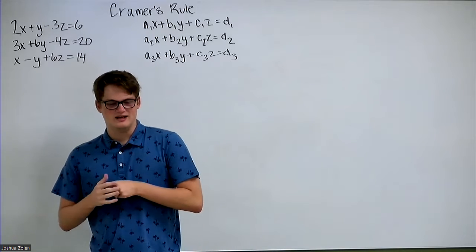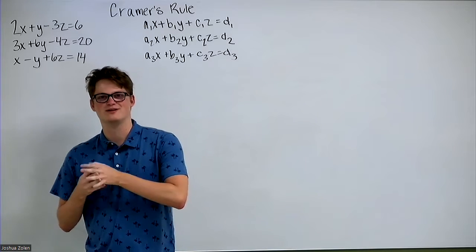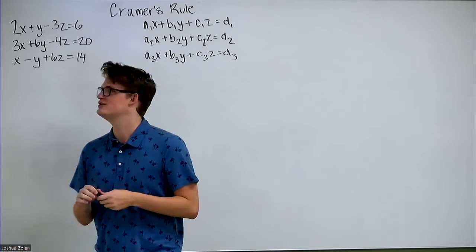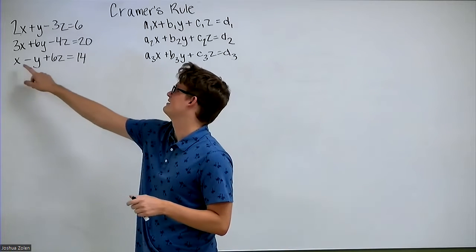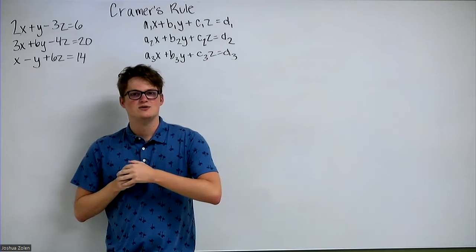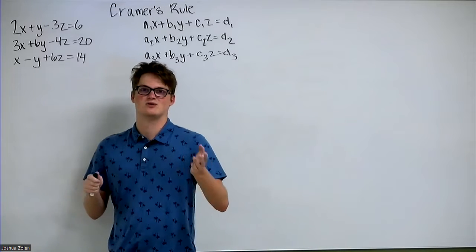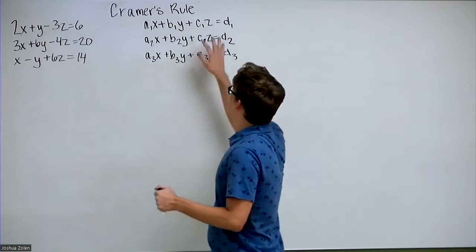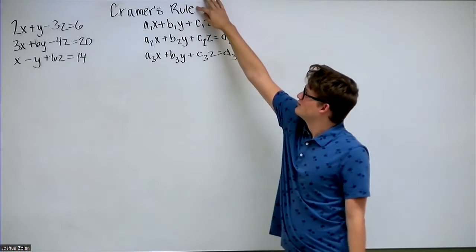Okay, so in lesson 4, I believe, we looked at how to use substitution and elimination to solve a system of equations that has 3 different variables. So we have x, y, and z. Today, we're going to look at another method to solving systems with 3 variables, and this one is going to involve matrices. So as you can see up here, this method is called Cramer's rule.